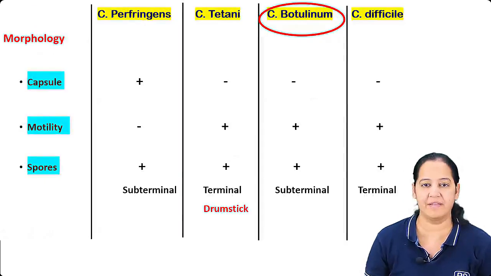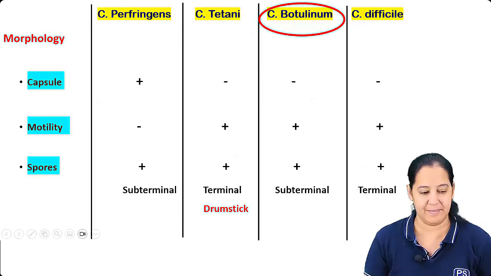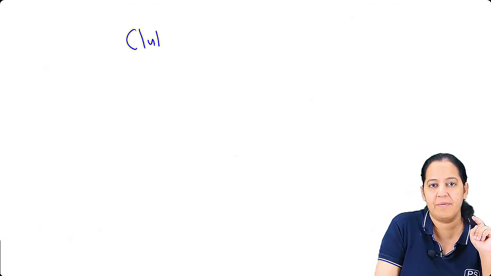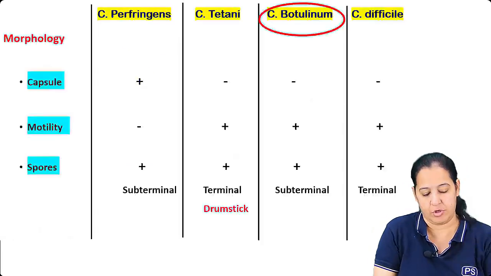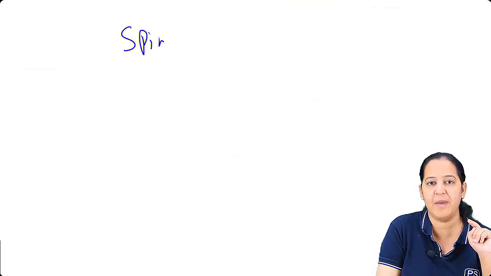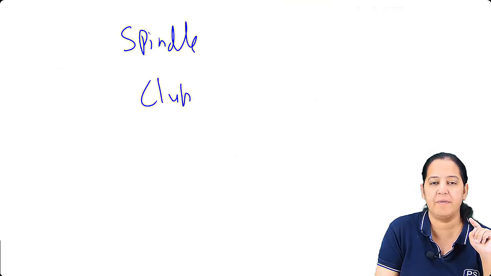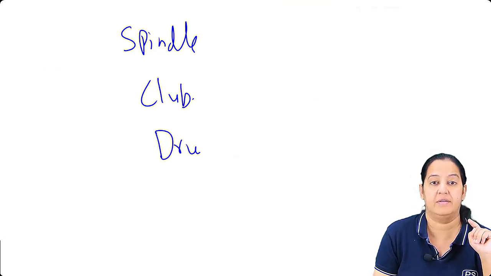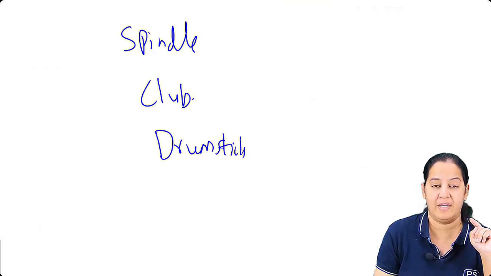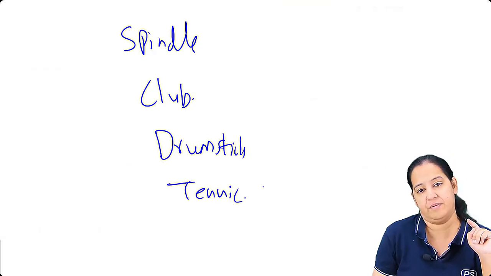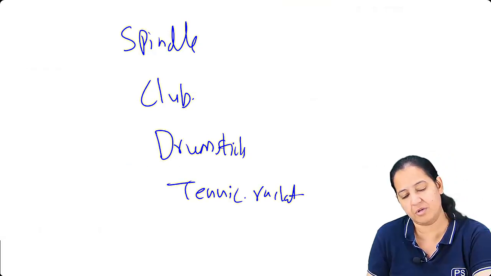The sports one I have told you. I forgot to give it in the notes. You can make a table. Just learn: club shape, spindle shape, (that came out reversed), spindle shape, club shape. Drumstick shape and tennis racket shape. Tennis racket shape. Learn the Clostridium.